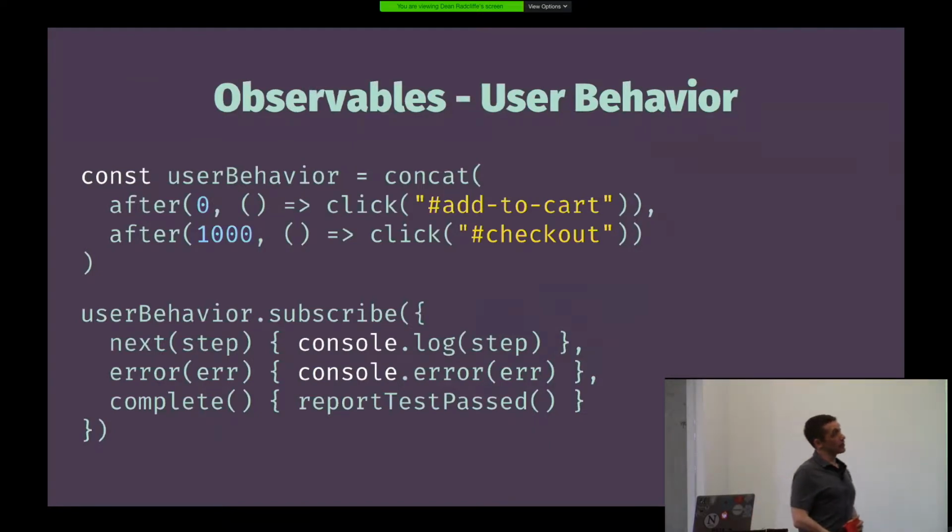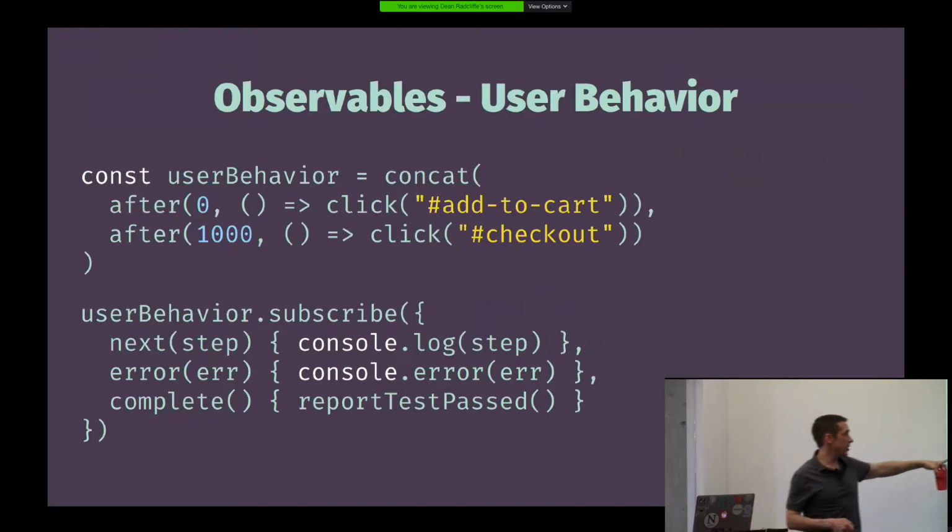But a little more sophisticated is the way your user interacts with any app you built could be modeled as an observable. Your user is a series of behaviors over time. So you can write tests that simulate a user by creating a stubbed observable of clicks. Okay, makes sense?